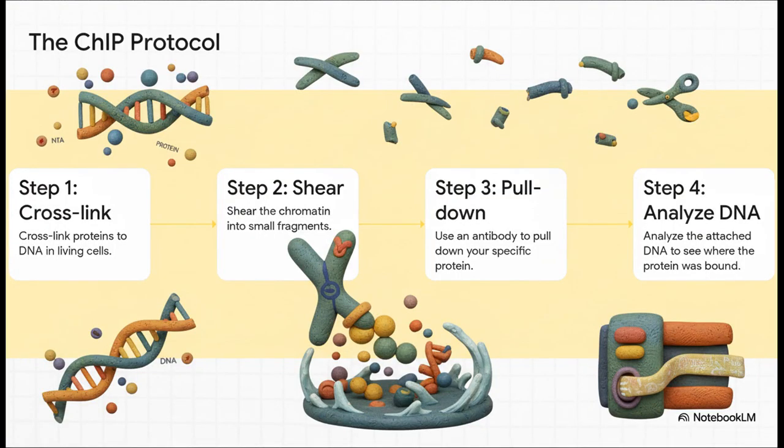The way it works is pretty clever. First, you use a chemical, like formaldehyde, that basically acts like superglue, locking the proteins onto the DNA they're touching. Then you chop up all the DNA into smaller, more manageable pieces. And here's the magic step. You use a very specific antibody that will only grab your protein of interest, and you pull it right out of the mix. Everything else just gets washed away. Finally, you unglue the protein and analyze the DNA that was stuck to it. That tells you exactly which genes your protein was regulating.